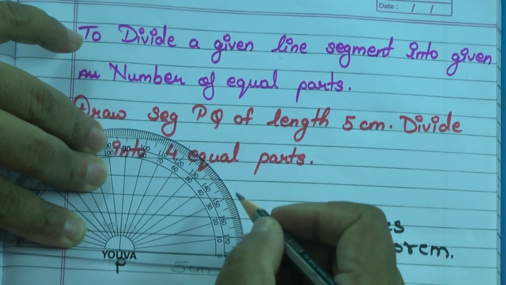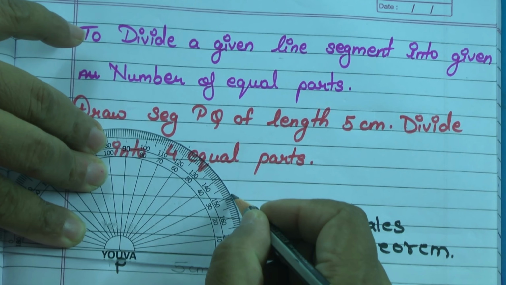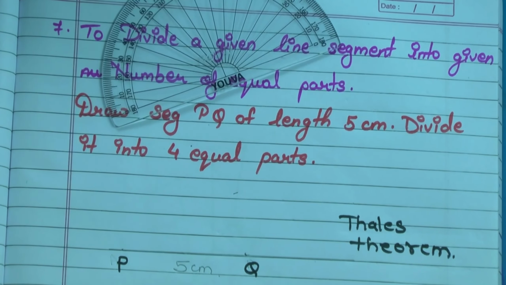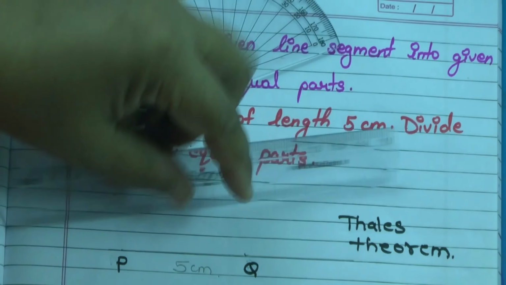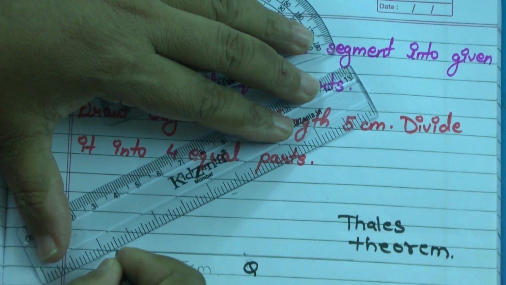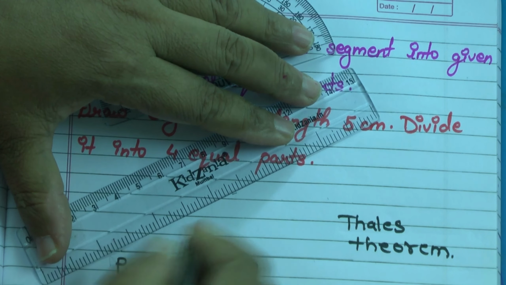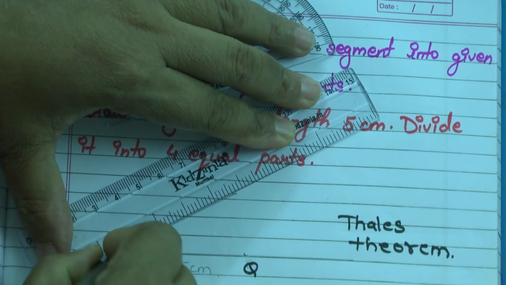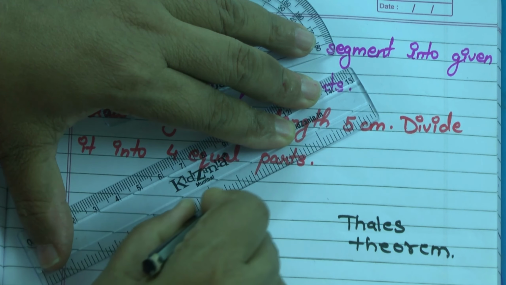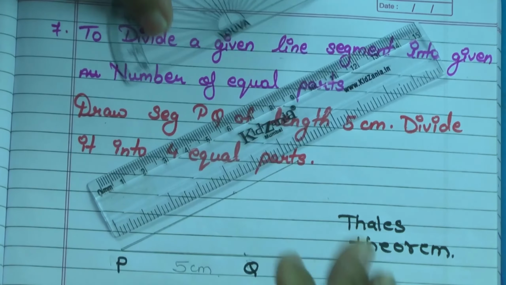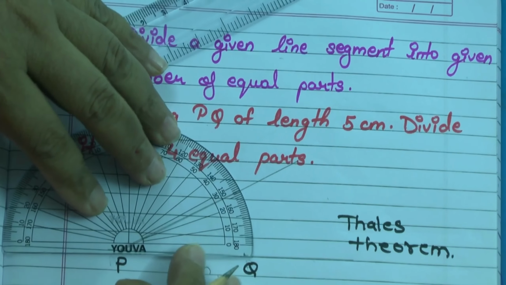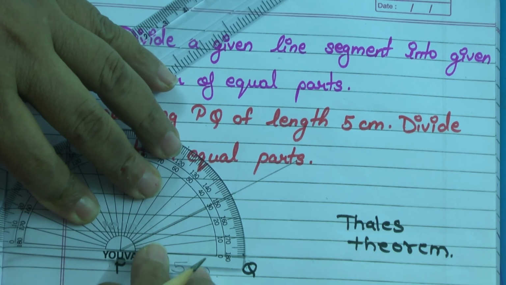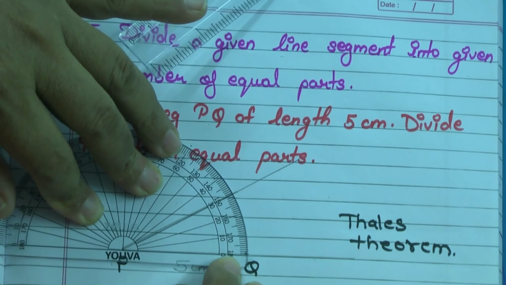Not 60 degree, we will take 30 degree, children. Sorry to tell you that. Take 30 degree and join the point P and the marked angle. Now place the protractor and check whether it is 30 degree or not. It is 30 degree.